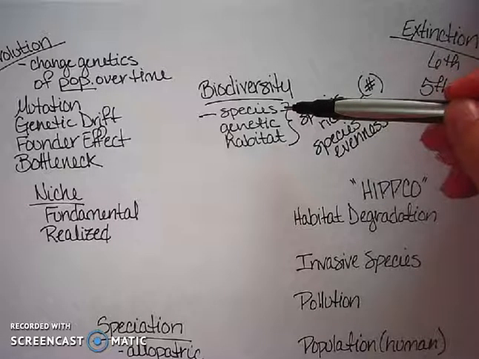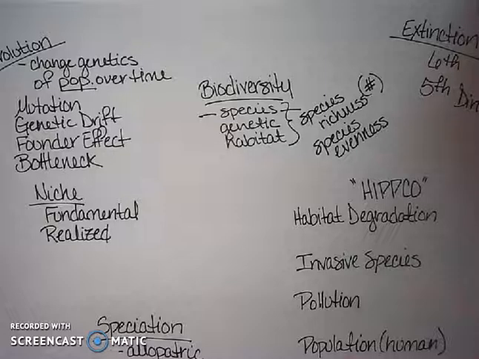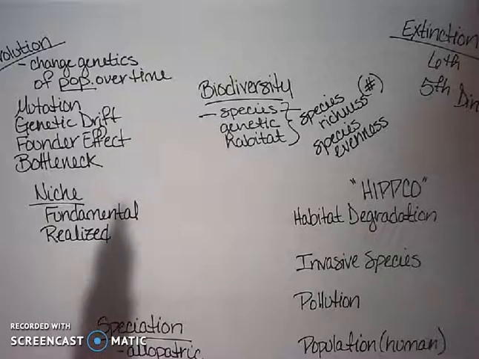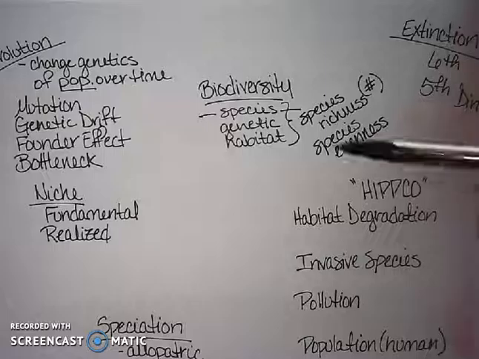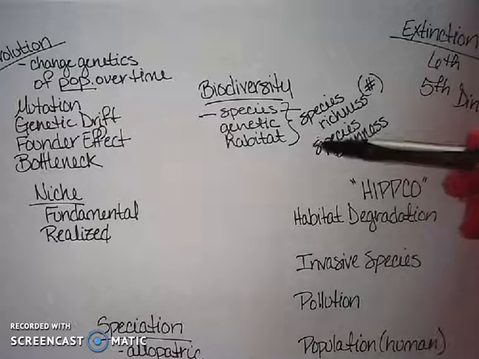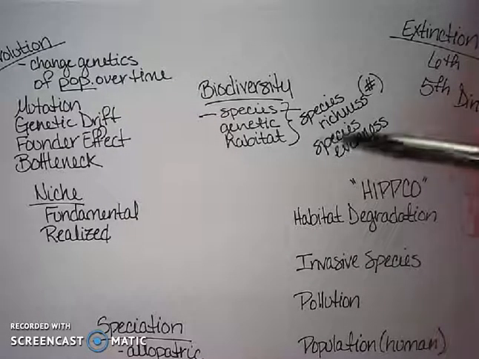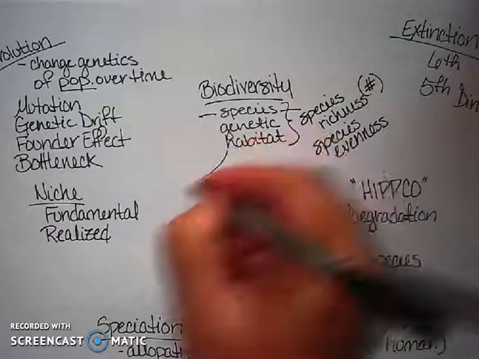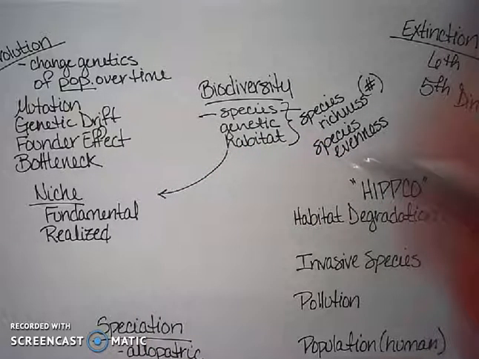Species diversity is basically the number of species in a given area. Habitat diversity is the variation within habitat, which makes more niches, which means you can have more species, and we'll talk about niches, but that's a big thing for niches.